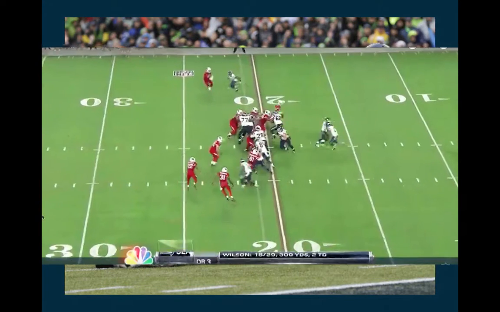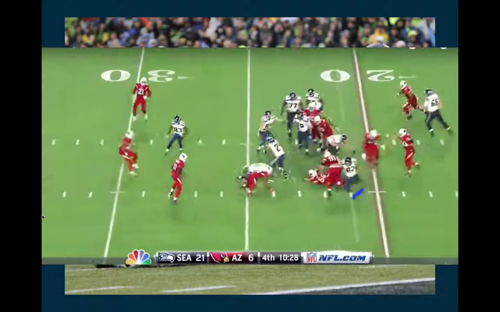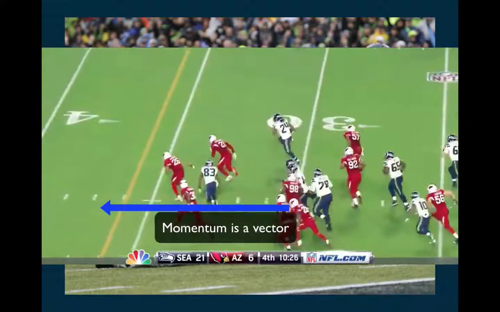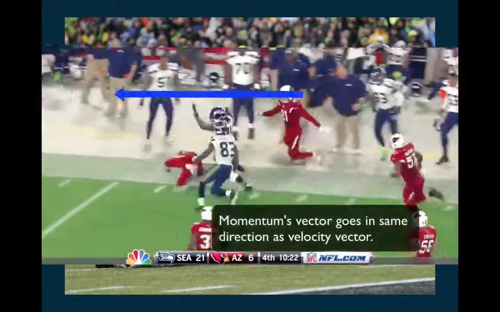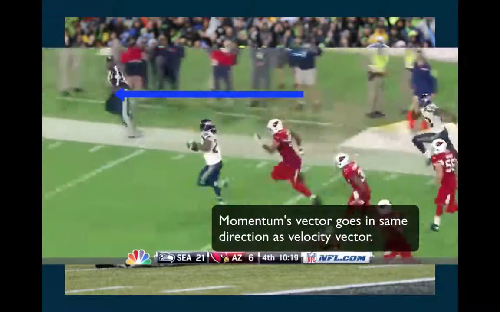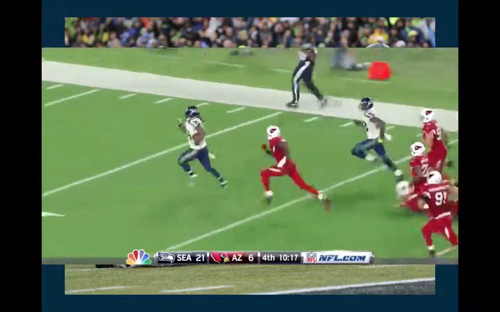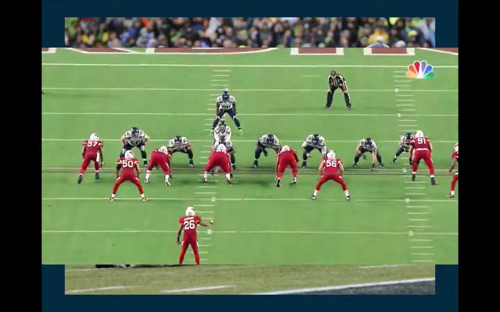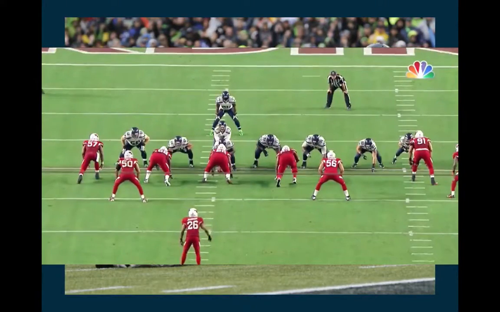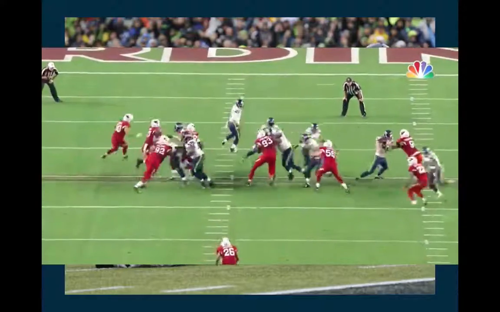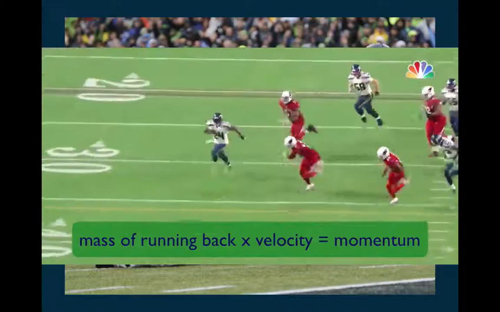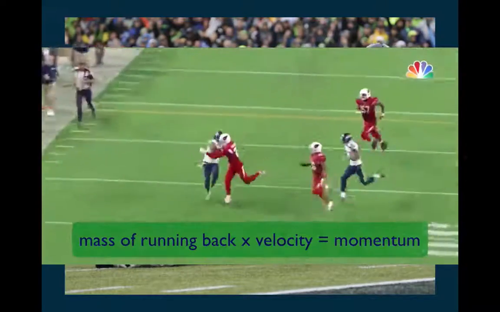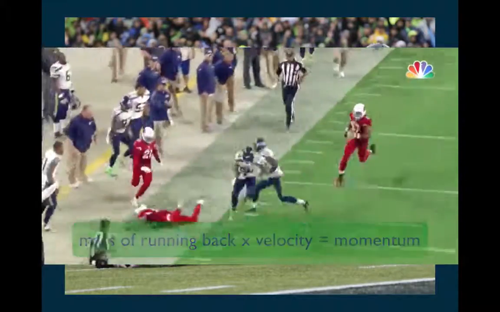Okay? So here you have a short video of Beast Mode, Marshawn Lynch, running the ball. He has momentum. Momentum is a vector, and he also has a velocity. Momentum's vector always goes in the same direction as the velocity vector. Okay? So my formula for momentum is our velocity times the mass of the running back. And you'll notice that nobody is able to stop him.